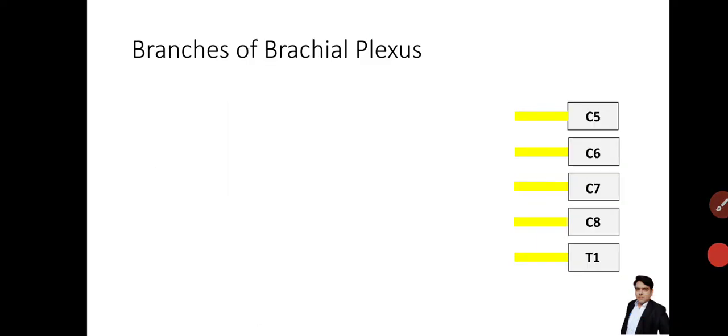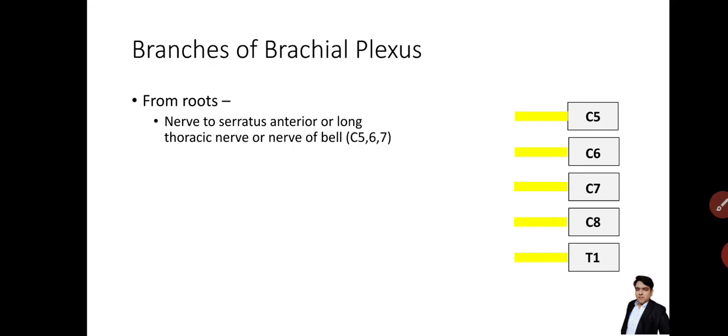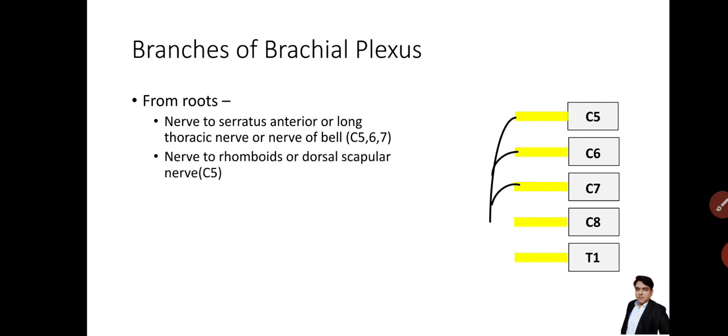Now the branches of brachial plexus. Firstly from the roots. So first branch is nerve to serratus anterior or long thoracic nerve, also called as nerve of Bell. Root value C5, C6, C7. So this is nerve to serratus anterior. Next branch is nerve to rhomboids or dorsal scapular nerve. Root value C5. So this is nerve to rhomboids.